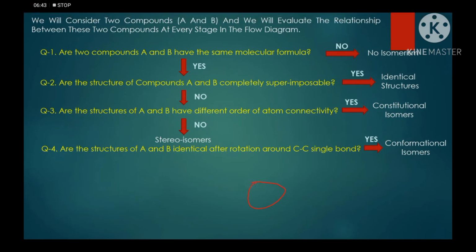If I take this, this is a staggered form of ethane, and if I rotate the hydrogens of the back carbon, we will get this. So these are staggered and eclipsed forms. This is staggered and this is eclipsed.